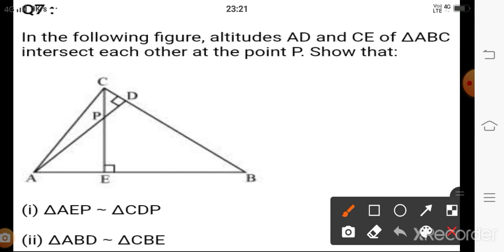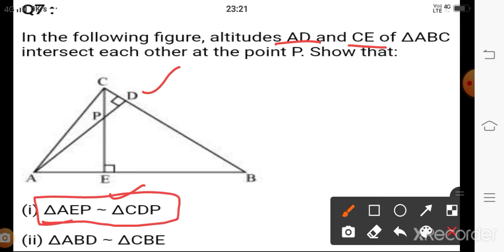In the given diagram, question number 7, this is altitude AD and CE. Altitudes, we know, make an angle of 90 degrees, or are the height of the triangle. In the given figure, AD and CE are the altitudes, and we have to show triangle AEP is similar to triangle CDP.